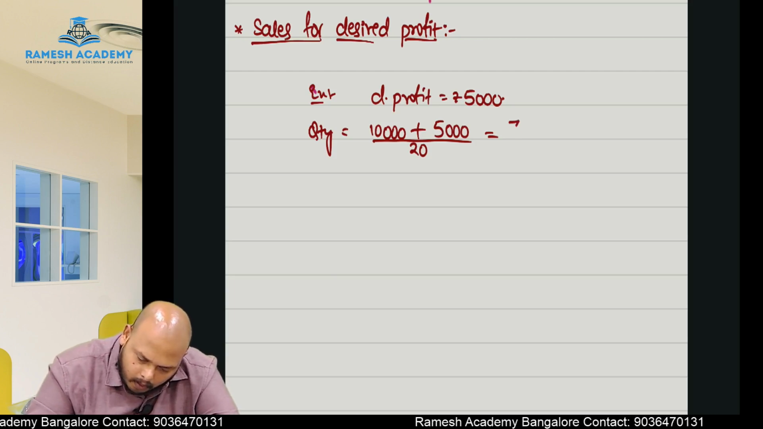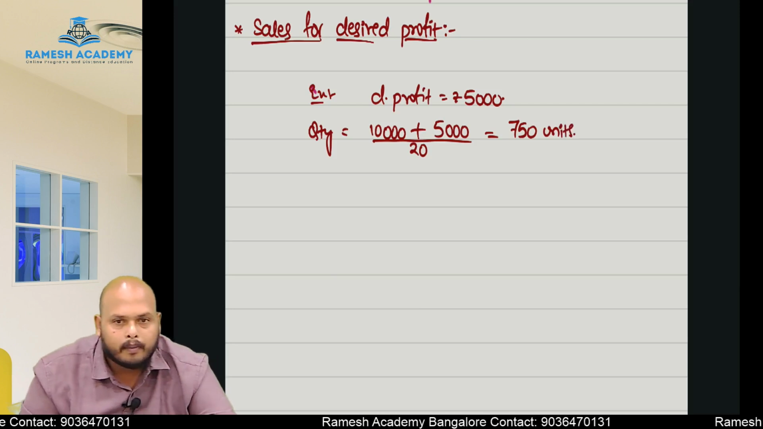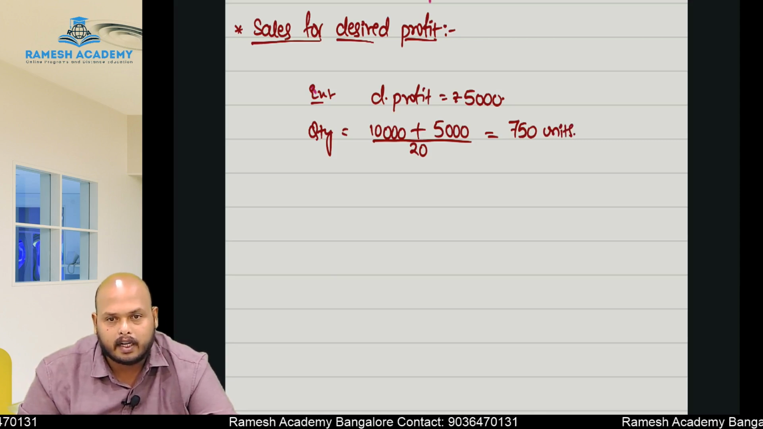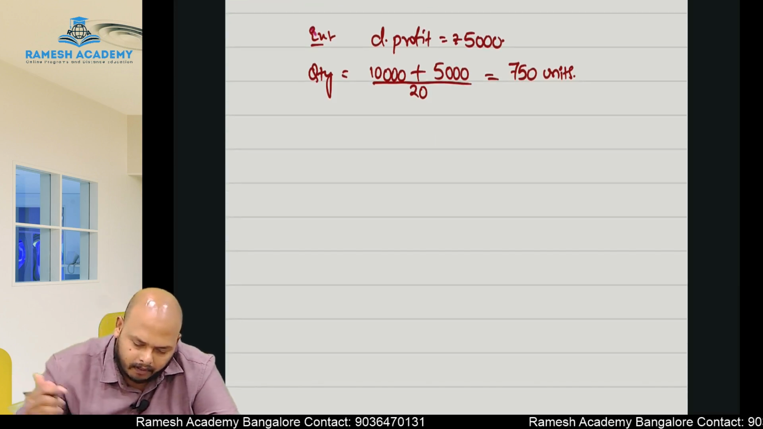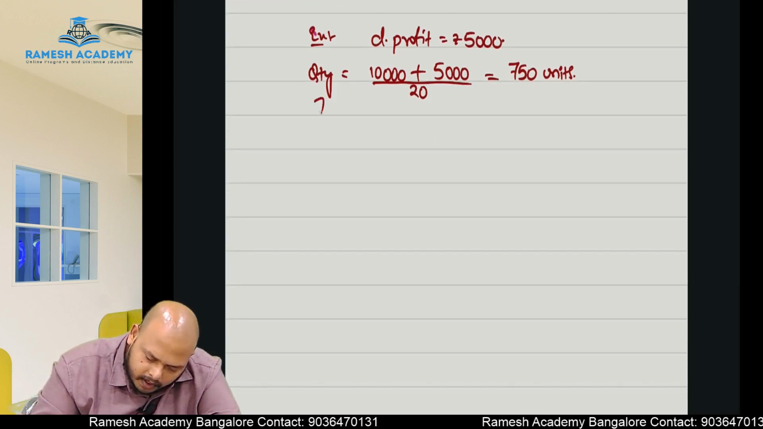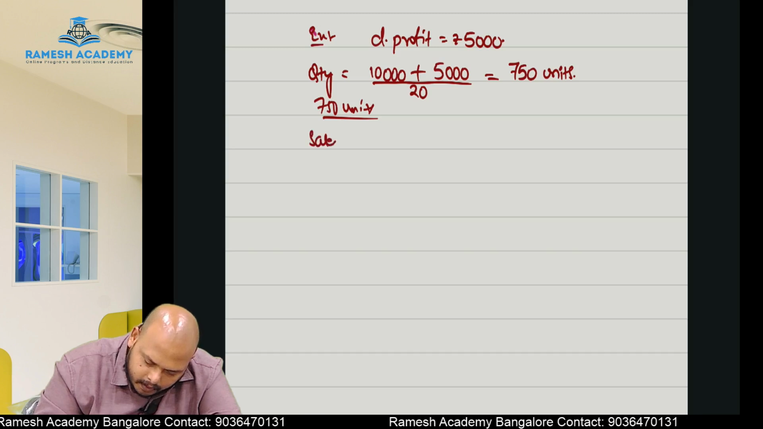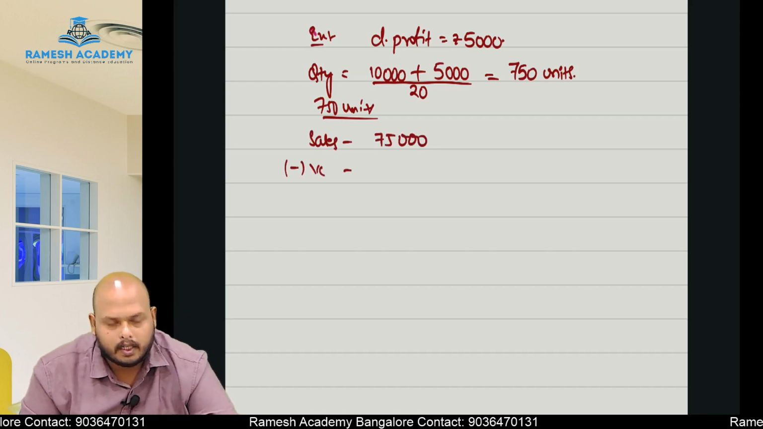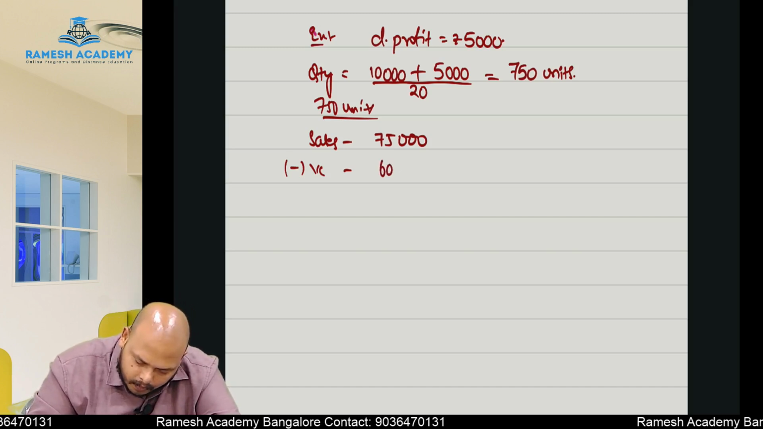That is 750 units. Let's cross check. If you sell 750 units, then you will get a profit of 5,000. Sales: 750 into 100 is 75,000. Next, 750 into 80, since variable cost is 80 per unit, is 60,000.